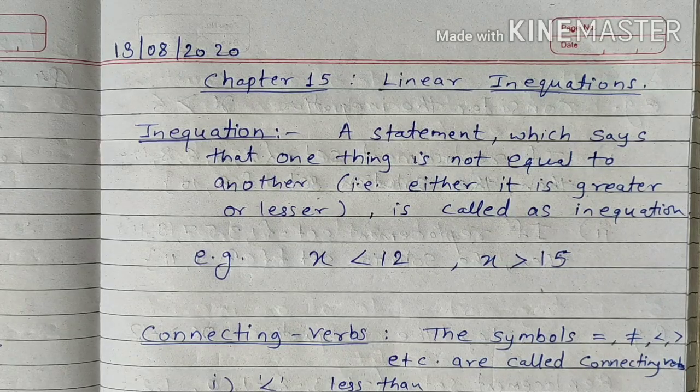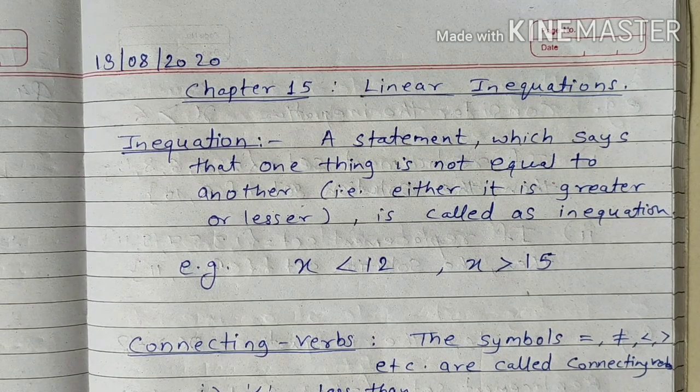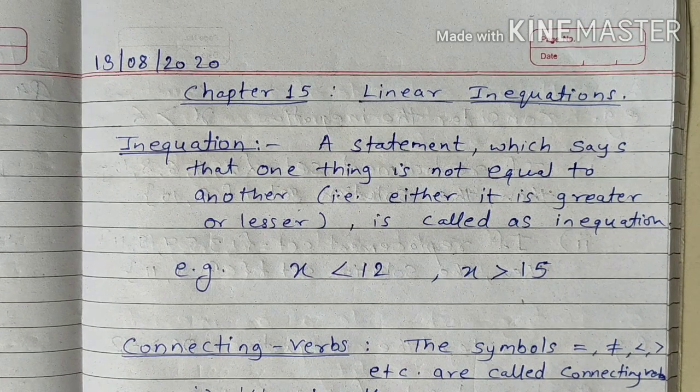Good morning, students. Today we are starting with the new chapter, that is linear inequations. Dear students, in the previous videos we have learned about linear equations. In an equation, the equal to sign means that the LHS and RHS are equal. It contains the equal to sign between the LHS and RHS. That is called an equation.